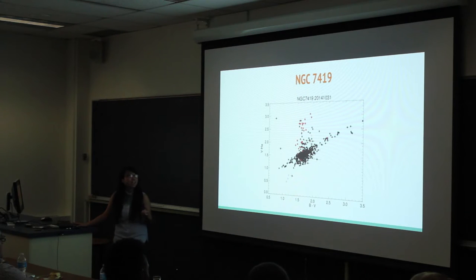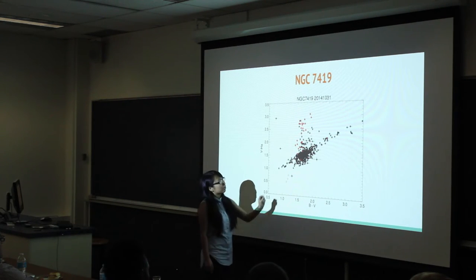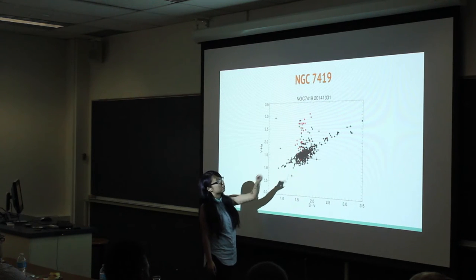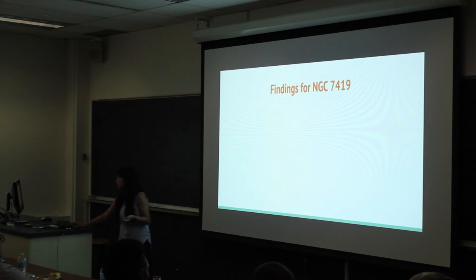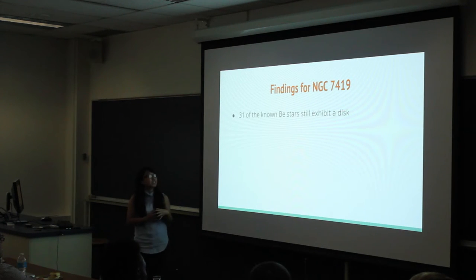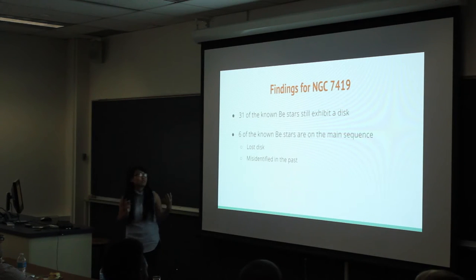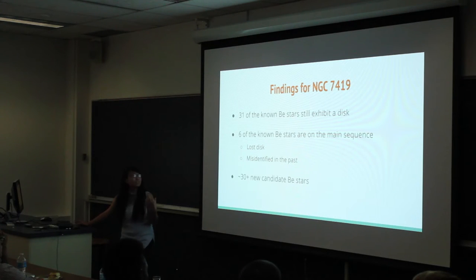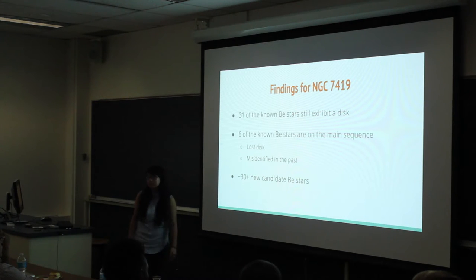Again, we've overplotted, and this is what we get. If you look closely, there are a few, about six points that fit into this positively sloped line. And so from this, we can conclude that 31 of the known BE stars still exhibit this disk. Six of them are on the main sequence, and that could be because of this loss of disk or they were misidentified. And through this, we now have 30 new candidate BE stars.